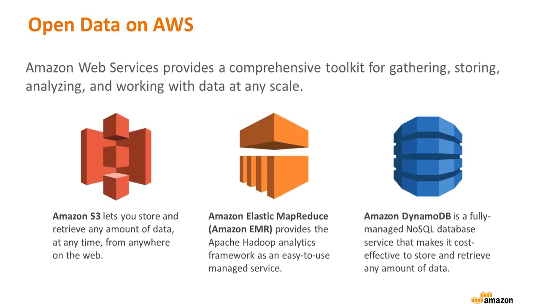So AWS, just from a technology perspective, we do provide a comprehensive toolkit for gathering, storing, analyzing, and working with data at any scale. You can see here some of the products we have: Amazon Simple Storage Service, Amazon Elastic MapReduce, and DynamoDB, which are examples of these services that help with sharing and using and analyzing and deriving value from data. And we do work with our product teams and technology teams to demonstrate how these services can help with opening and using data at any scale.